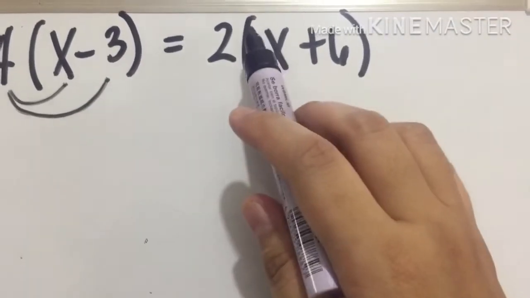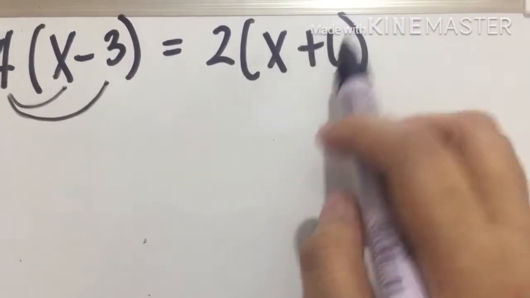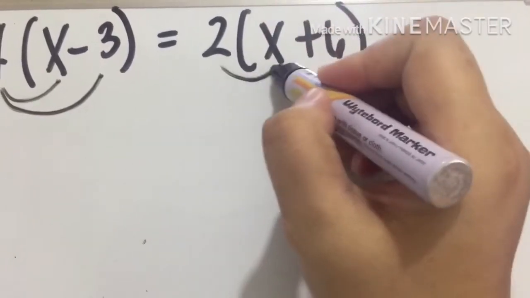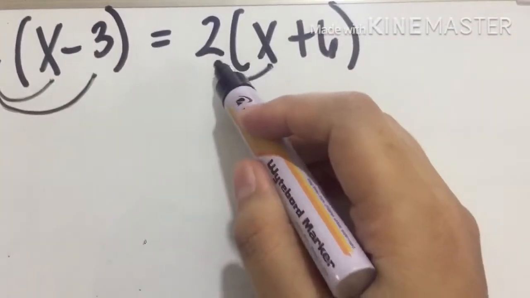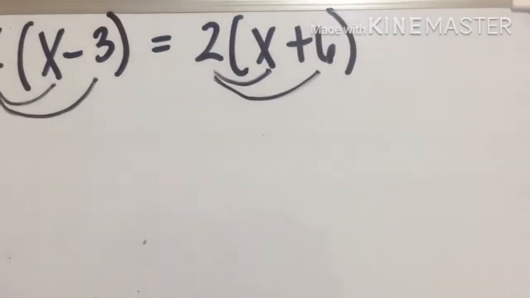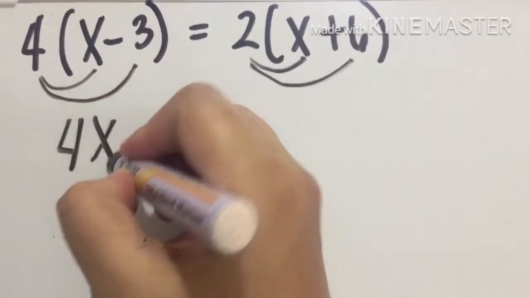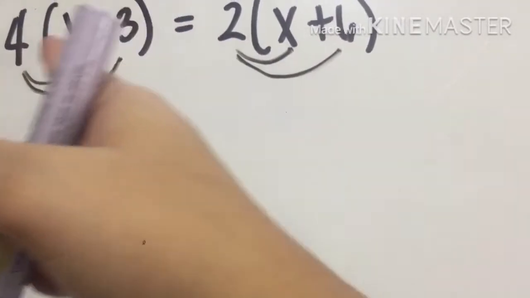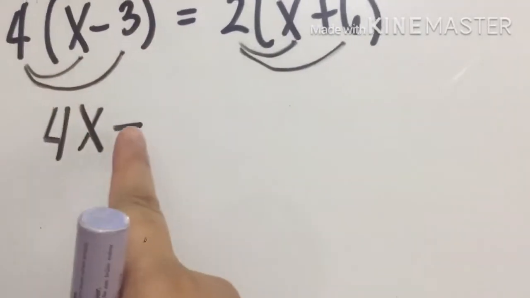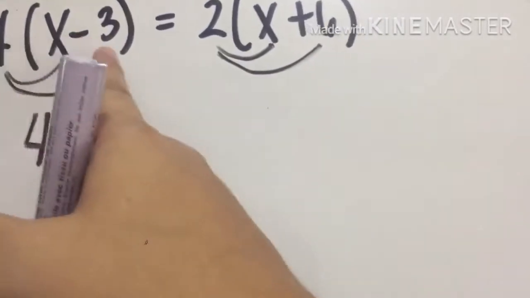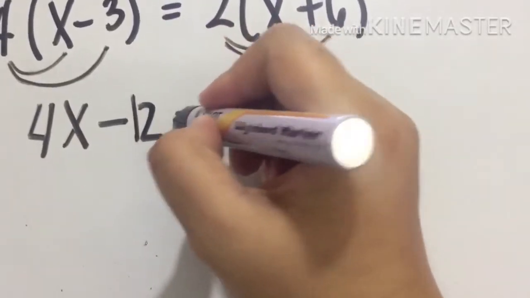2. And then again, you have the x plus 6 in the parentheses. So you're going to multiply 2 to x and then 2 to positive 6. So we will have then 4x minus 4. Okay, because this one is negative positive. So you have there the negative. And then 4 times 3, you have there the 12.